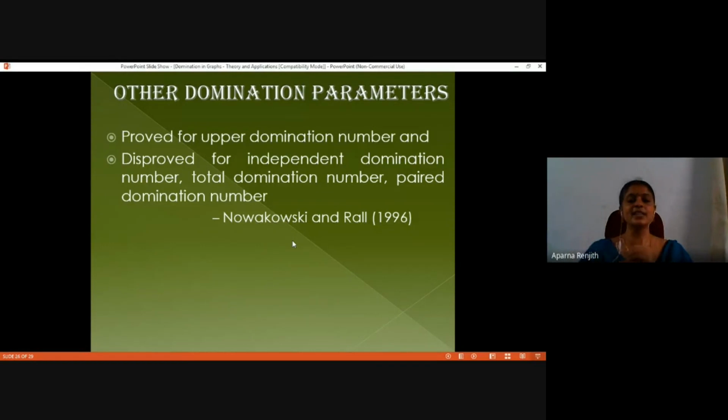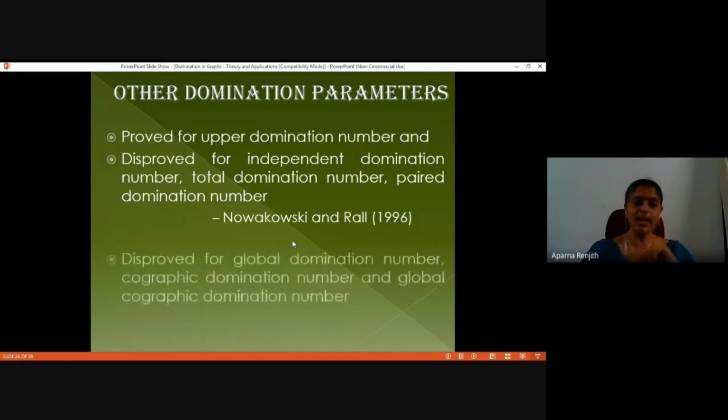And in 1996, the conjecture was proved for upper domination number. That is, upper domination number satisfies Vizing's type inequality, whereas for independent domination number and total domination number, and even for paired domination number, such an inequality does not hold. And again, we have proved that for global domination number, co-graphic domination number, and global co-graphic domination number, Vizing's type inequality does not hold.